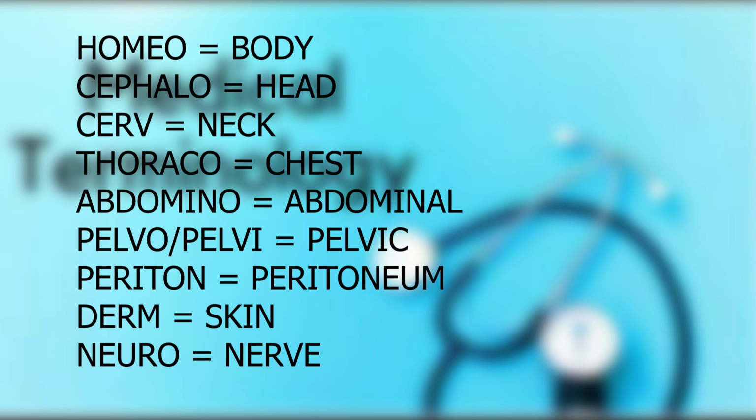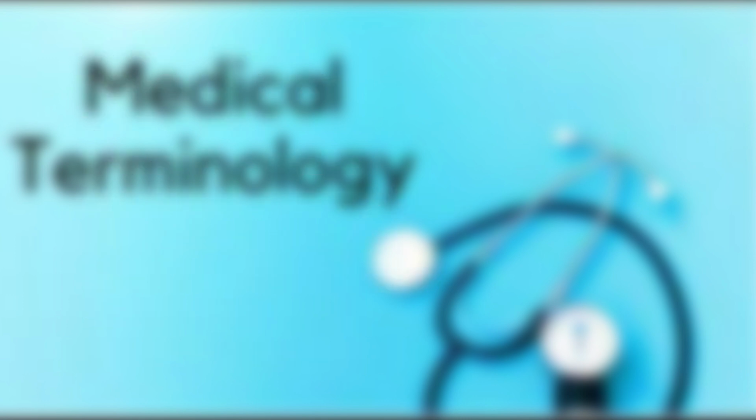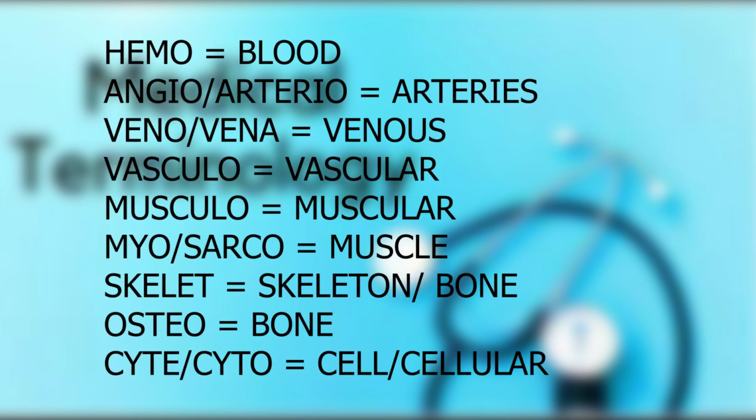Derm, which means skin, or more significantly dermis. And neuro for nerve, and hemo for blood. Arterio or angio for arteries. For arterio and angio, you might have heard of angioplasty or angiograms. They all have to do with arteries. The next one is veno or vena, which is just the venous system or veins. You may have heard of the inferior or superior vena cava. So that's a way to remember them.